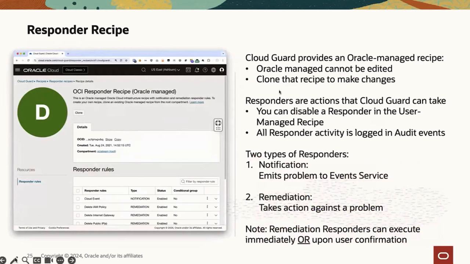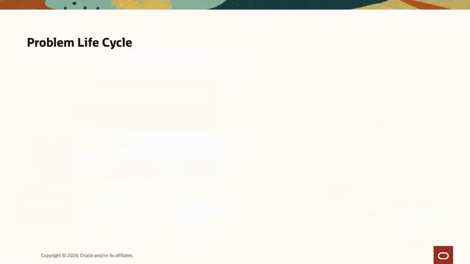So just like with detectors, responders can also be cloned to allow for changes to the recipe. But responders are a little bit different. They have 2 types. They have the notification type and they have a remediation type. The notification type basically sends the cloud event to OCI events. And the remediation is basically an action to apply to an existing problem. And you can configure remediation to either happen automatically or manually. By the way, the default is manually. Next slide, please.